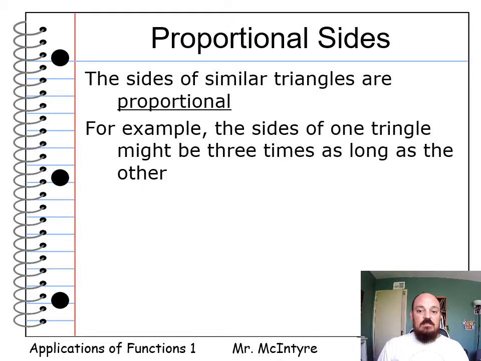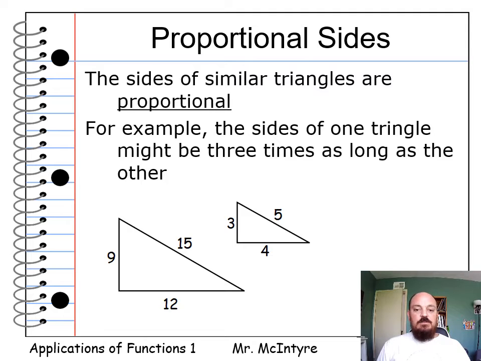So I said, for example, the sides of one triangle might be exactly 3 times as big as another. And here's an example of that. So if you match up these sides here, this side right here is 3, and this side right here is 9. That's exactly 3 times bigger because 3 times 3 is 9. Now if the triangles are similar, then that same proportion, that same ratio should match up for all of the sides. So let's check and see if it does.